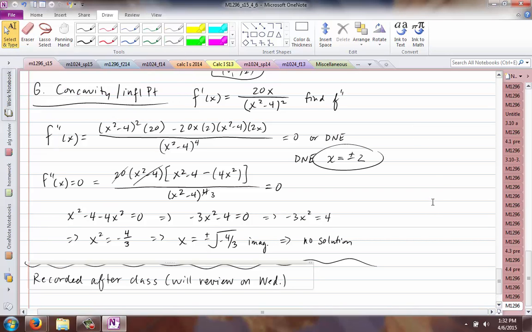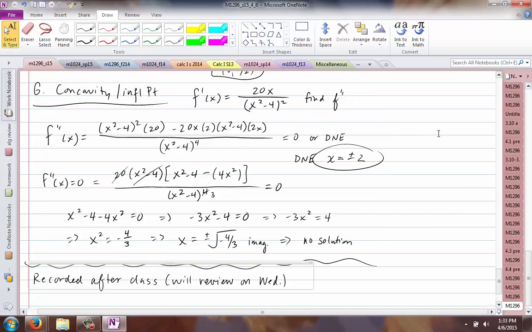We're in section 4.5 and we didn't quite make it through this example today. So where we left off was concavity and inflection points. Concavity has to do with testing the second derivative. We had already found the first derivative in a prior part of the problem, so we picked up with the simplified version of the first derivative and found the second derivative. That involved the quotient rule.